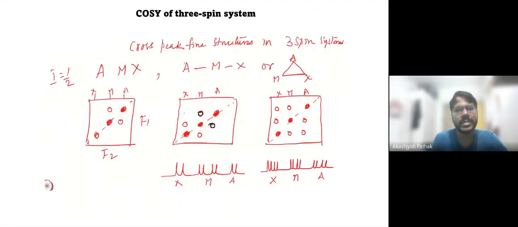Now there were two cases that were discussed. So for a three-spin system, what will happen? We looked into a two-spin system, AX. So your AX spin system will give you what?